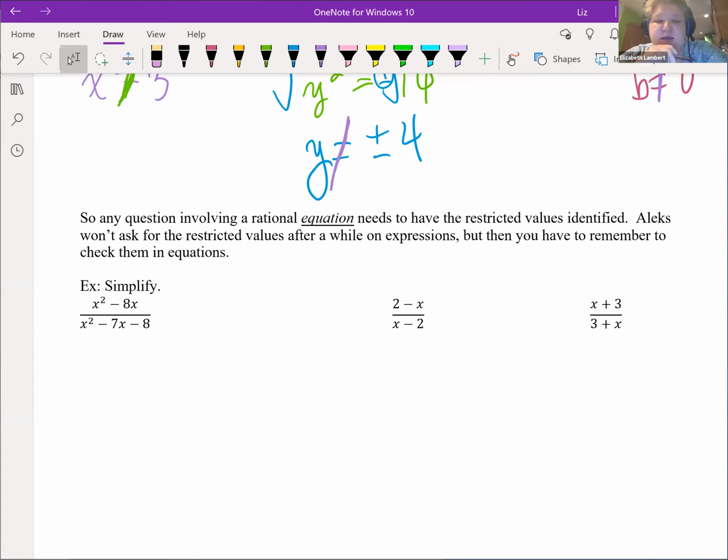So for the first few sections in ALEKS, they're going to ask, what's the restricted value? They'll give you a blank to type it in. Yay! And then after a while, they get lazy and they stop asking. And then it sneaks back in when we get to equations. So remember, you're going to need that skill for graphing. So be sure you're comfy with it.